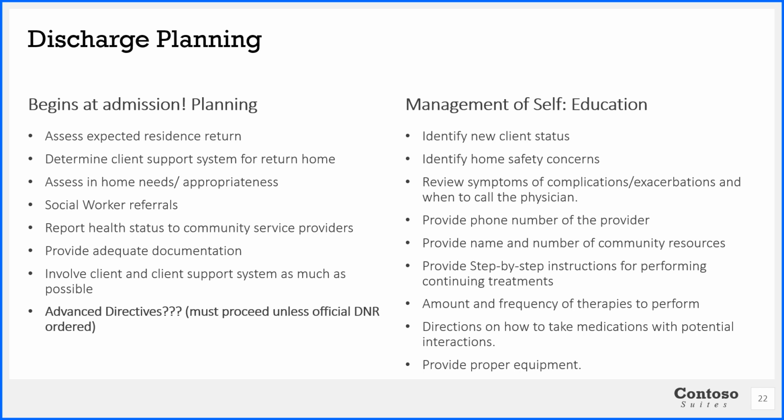Management of self and education. We have to identify new client status. So we have to see where they are now. Okay, so we got you through the acute exacerbation. Are we any better off than when you came in? And how are we going to make sure this doesn't happen again? A lot of times we send in home care for this so that we can keep our patients at home instead of bouncing back into the hospital. Identifying home safety concerns, which we did, the trailer versus the residential home, and to see whether or not that's a problem.